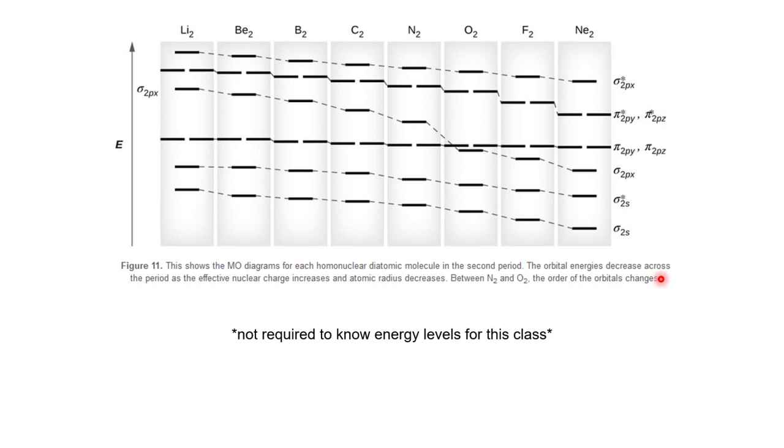What is important is that you can take those atomic orbitals, you can form molecular orbitals, and that you can use molecular orbital theory to explain observations such as we do not see diatomic molecules for the noble gases, and that oxygen is paramagnetic.